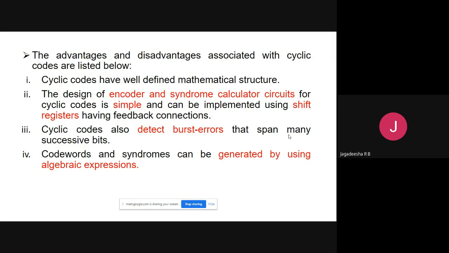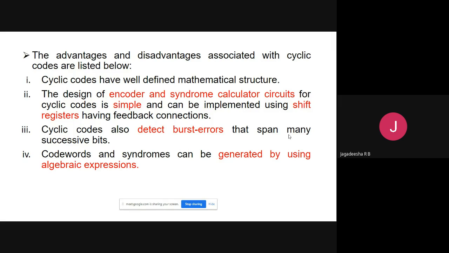The third point here is that cyclic codes also detect burst errors. In the case of linear block codes, we saw in all the examples that they could only detect single bit errors. If there is one error, it can detect. If there are more errors, then it cannot detect. A burst error represents a sequence of errors. For example, if you transmit 10 bits and bits number 4, 5, 6, 7 all have errors, that is called a burst error. A continuous sequence of errors is called a burst error. Cyclic codes can detect that.